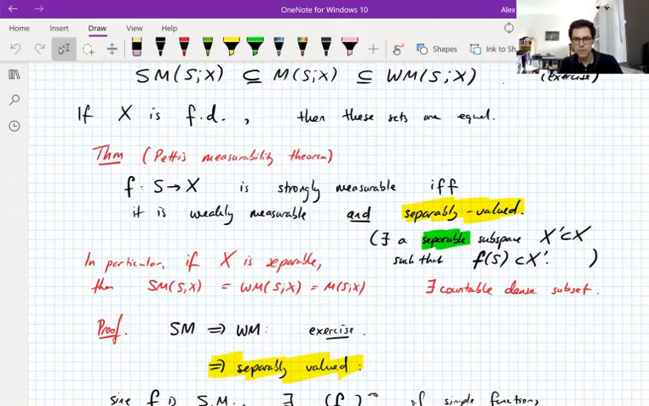Is it weakly measurable? Okay, done, good. You don't have to find the simple approximates by hand. This theorem does the work for you.